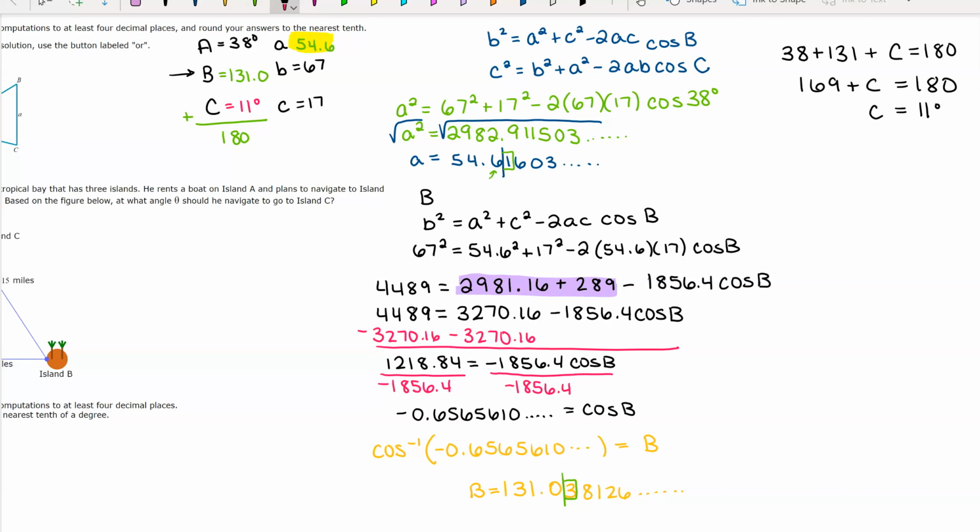And then when we got C, C would be a big number. And you can tell that that's not right because the biggest angle has to open to the biggest side. So here, 131 is the biggest angle and 67 is the biggest side. 11 is the smallest angle and 17 is the smallest side, so that you can tell they go together.